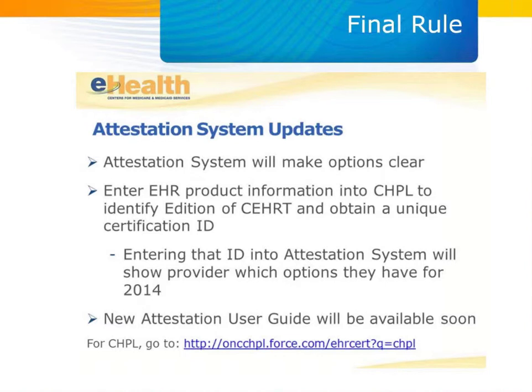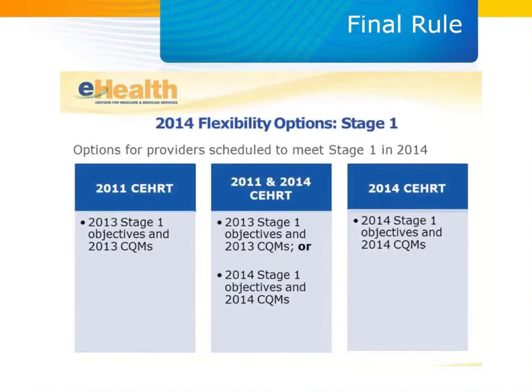But there are some big differences when you attest this year, especially on the CQMs. They are now by domain. So this is the slide they showed to show you if you're in stage 1, these are your 3 options. Again, that example from my site that has the 2011 ED system and 2014 everything else, this is where they're going to fall. I also have the slide for stage 2. Again, this is coming from CMS.